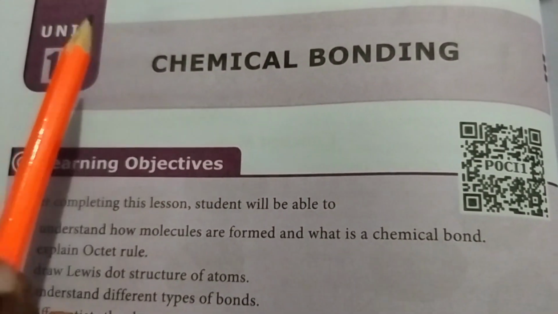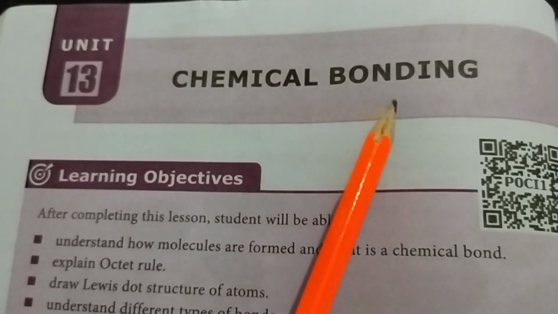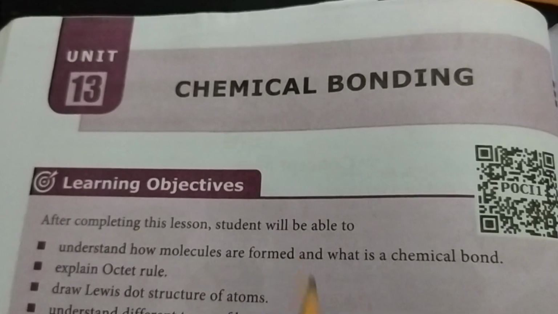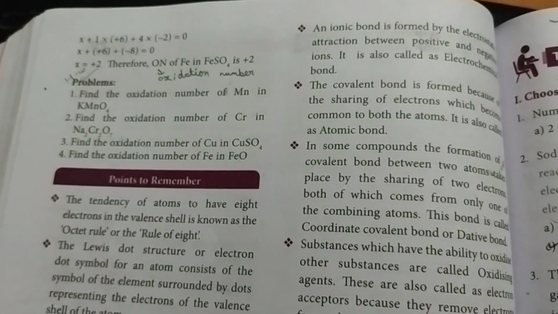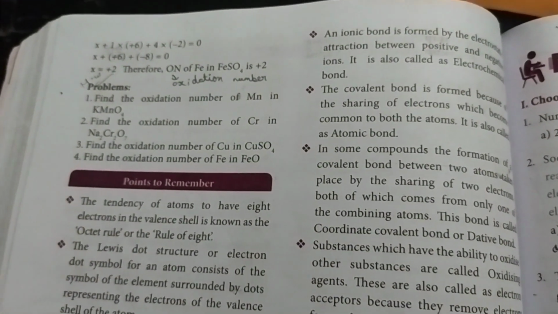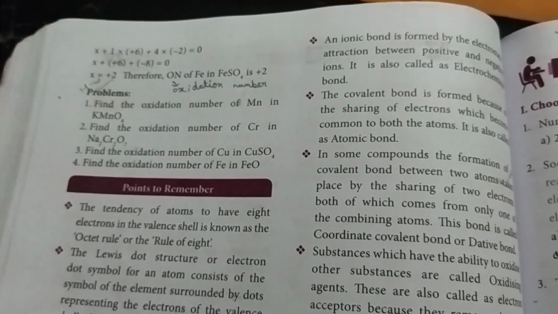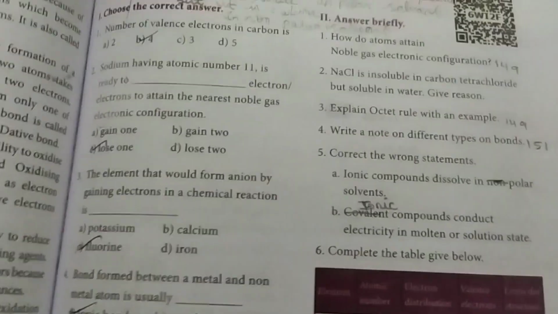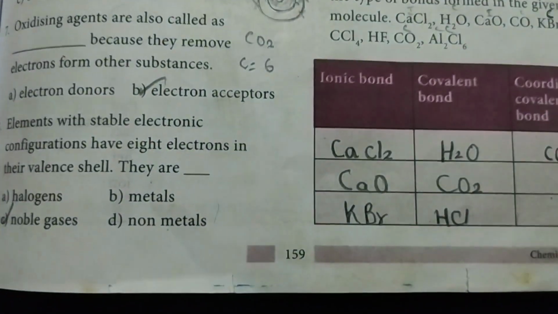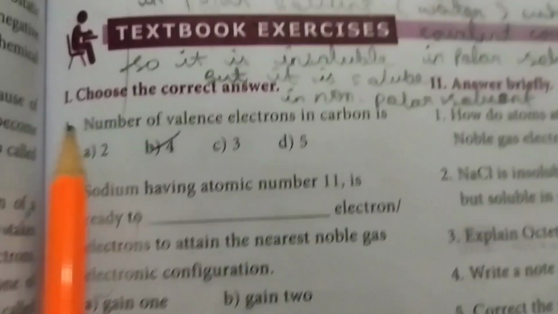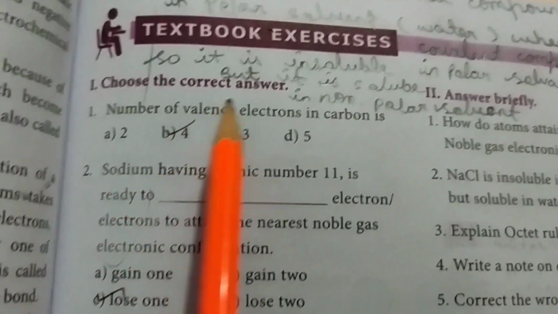Ninth Standard Science, Unit 13, Chemical Bonding. இந்த லெசனோட புக் பேக் ஆன்சர்ஸ் பார்ப்போம். டேக் பேஜ் நம்பர் 159. Roman letter 1. Choose the correct answer.